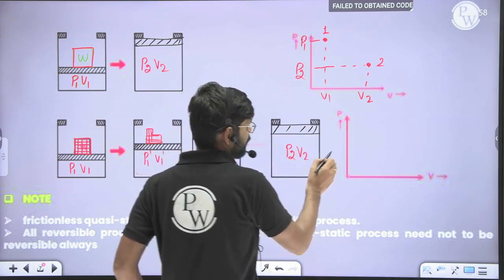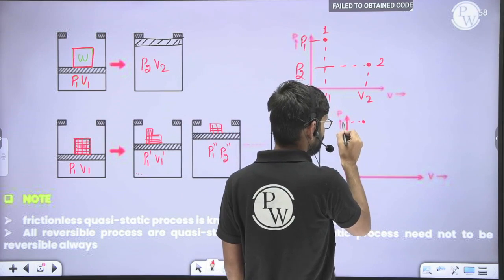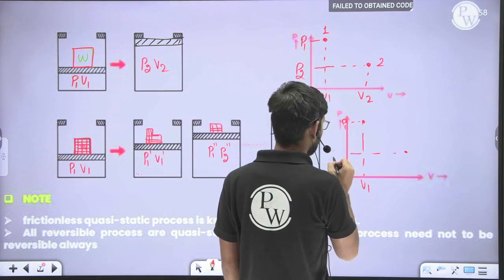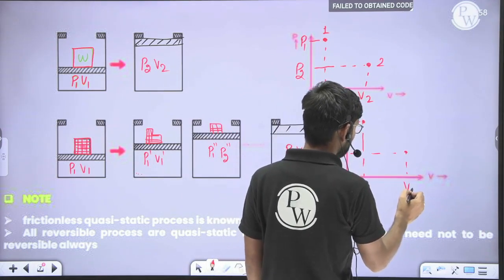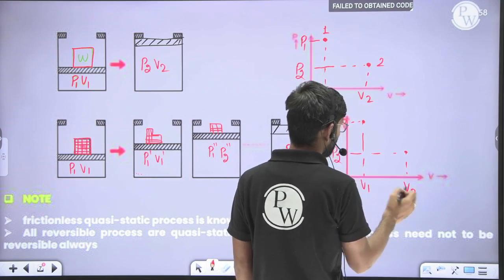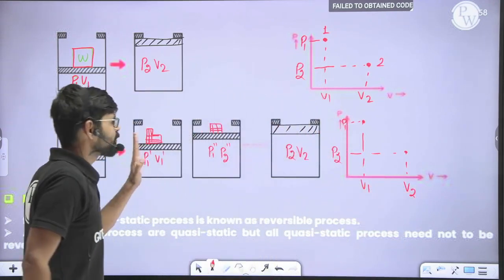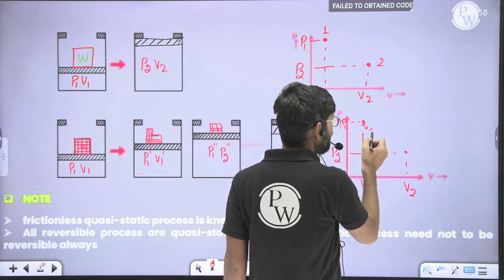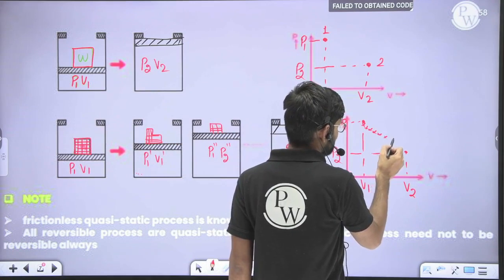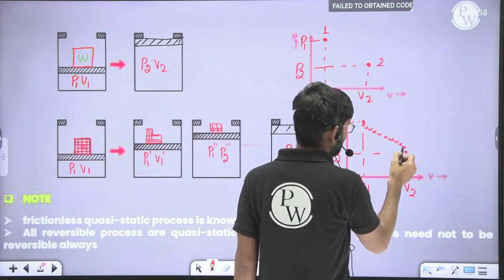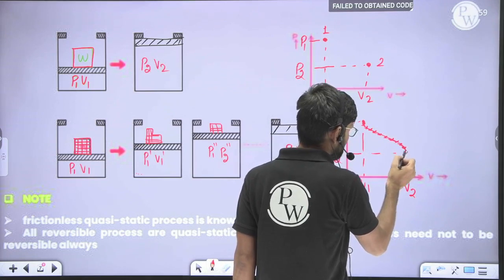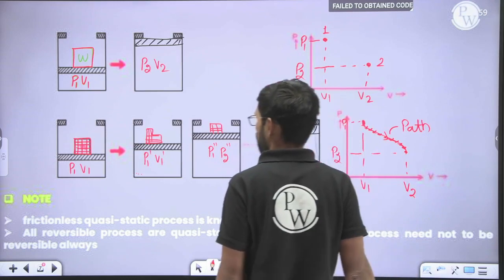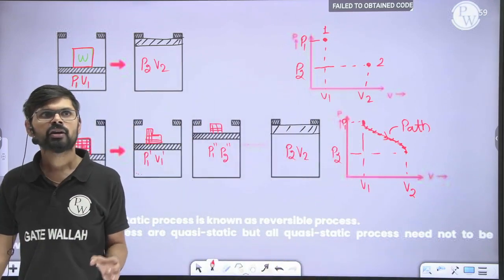Now please listen carefully. In this case, P1 V1 is known, P2 V2 is known, and not only those, a lot of intermediate states are known. Ideally an infinite number, but actually also a large number of states are known, and the series of these equilibrium states is called the process. So this is a path. If you really want to define the path of a process, then the process must be quasi-static.